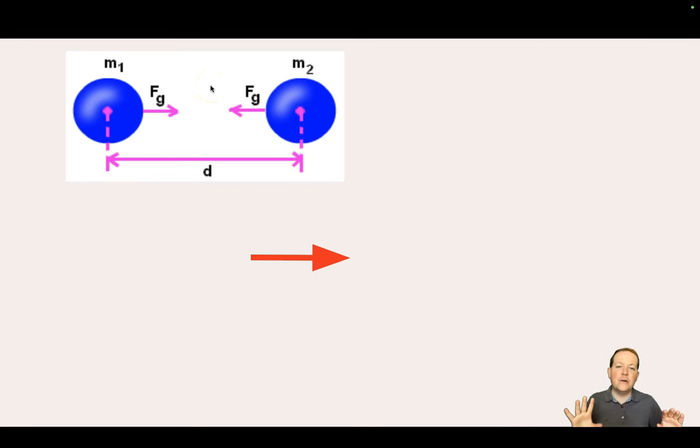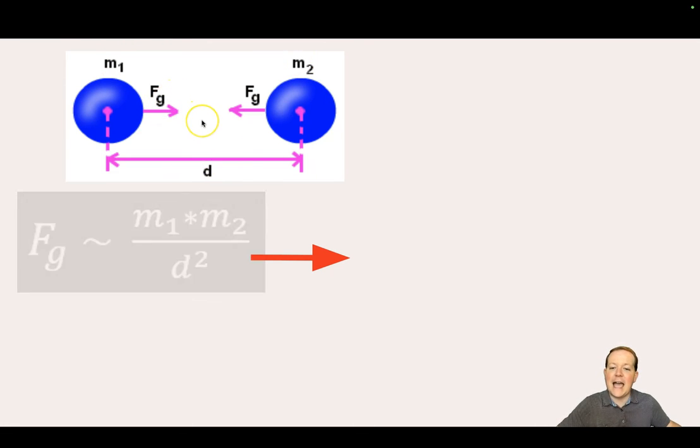So this is a very general diagram. This could represent the Earth and the Moon. It could represent the Earth and you. It could be the Sun and Jupiter, any two objects. So we have the mass of two objects. We'll just leave them as circles to keep it simple. Whatever the mass is, however far apart they are, there is a force of gravity acting on them.